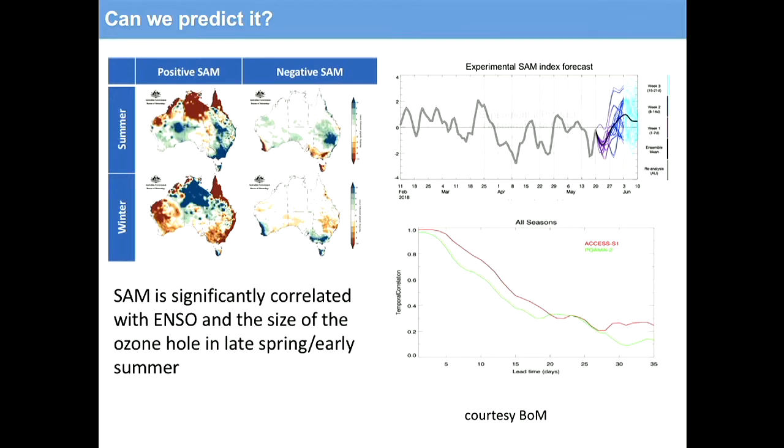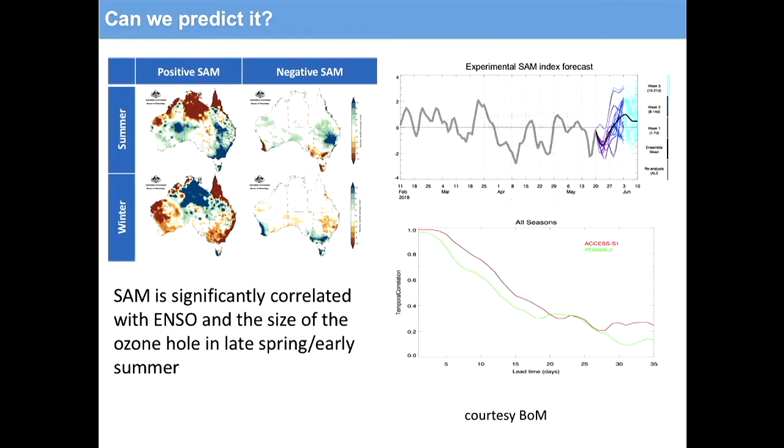And then the Bureau has an experimental SAM index forecast that they look at to see what's going to happen with the SAM. And in their new seasonal prediction system, ACCESS-S1, in the red compared to the green, which is POAMA, you can see the skill here. The higher the number here, the better the skill in the forecast. And this is lead time, so predictions out to 35 days. When it drops below 0.5, it's probably not useful anymore, but we do get skill out to about 15 days, and the skill has improved with the new seasonal prediction system.